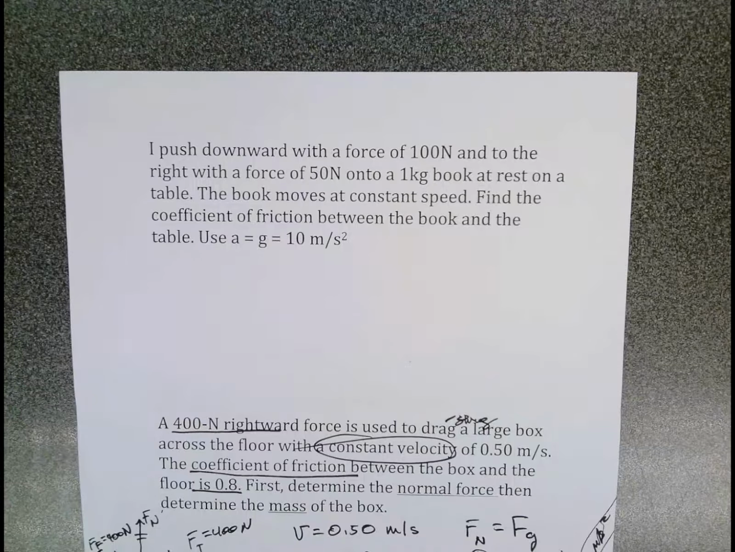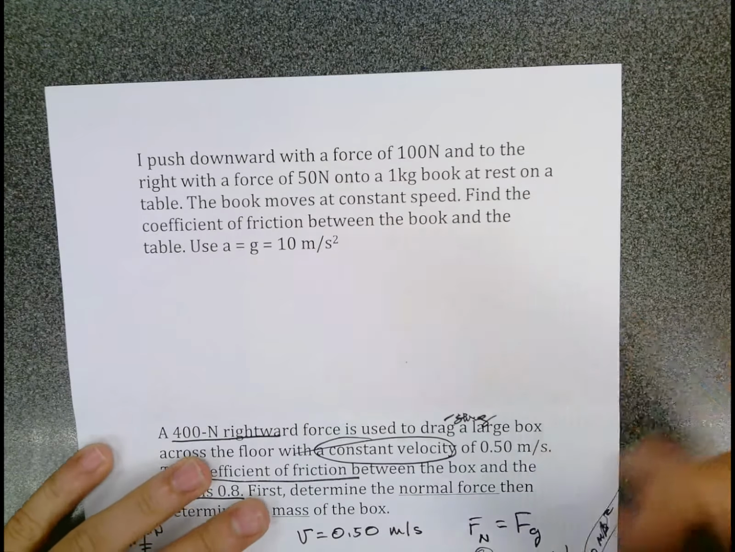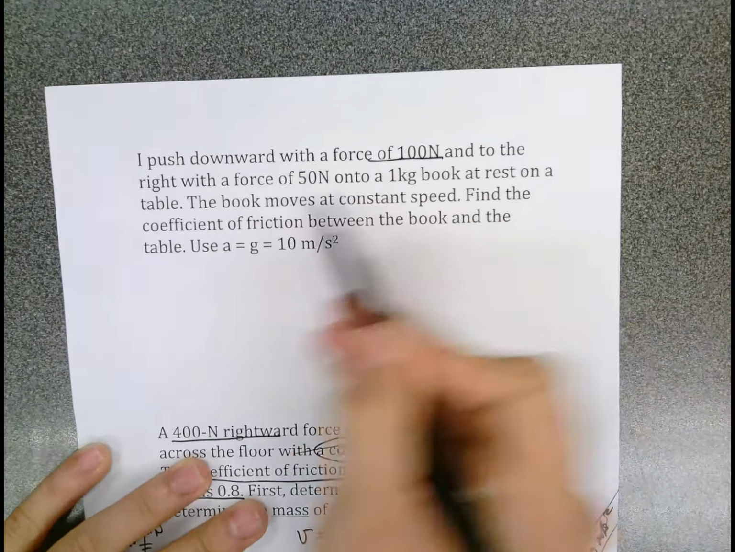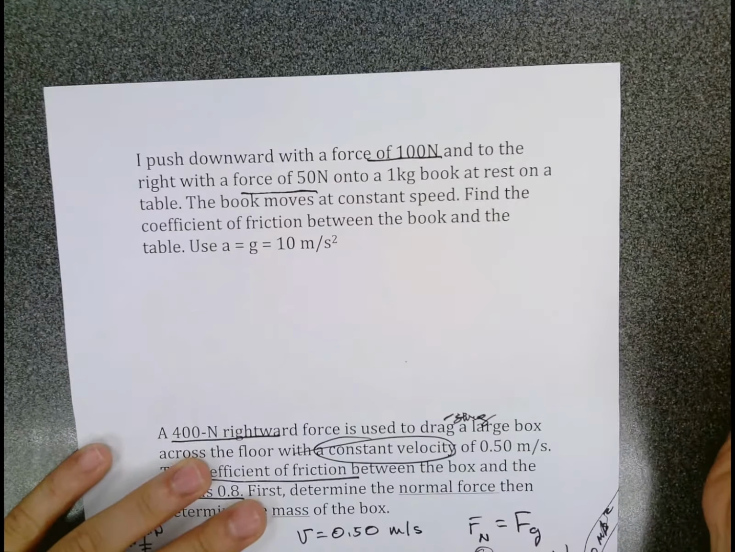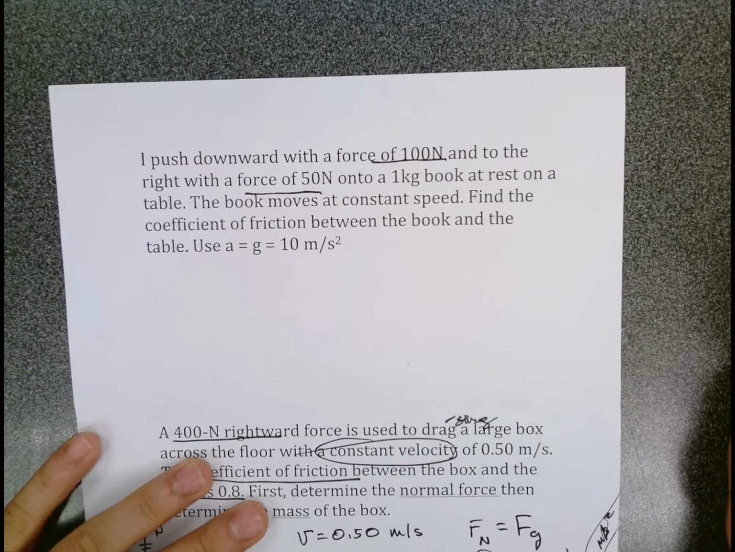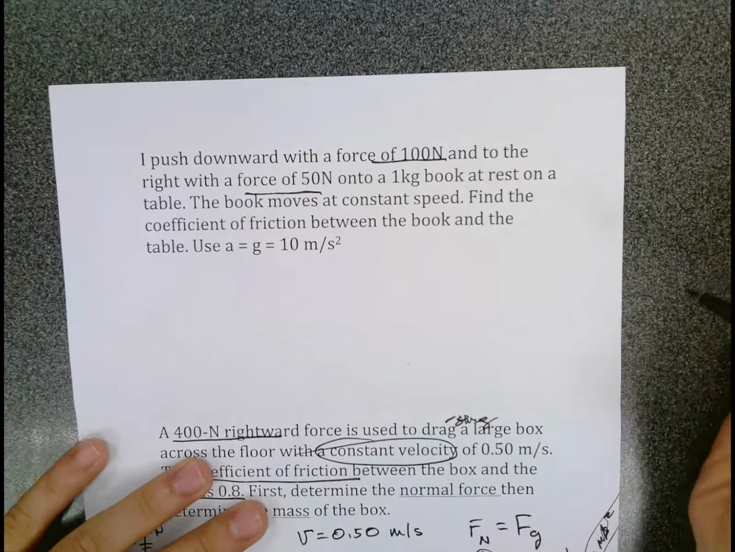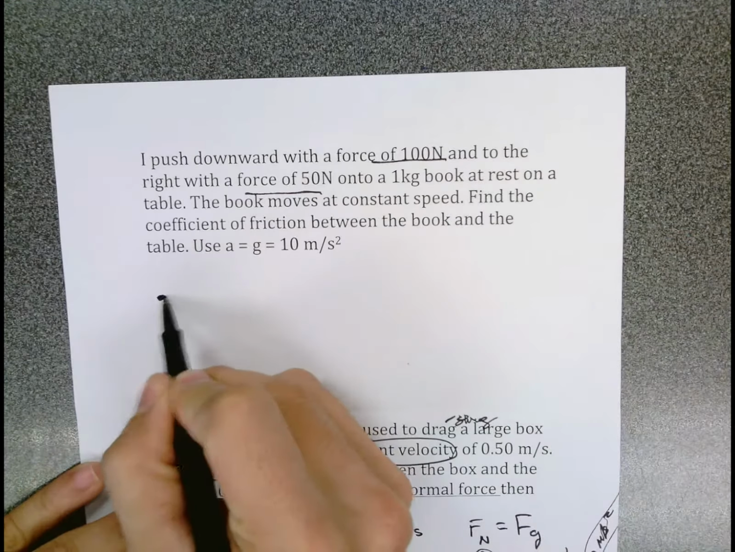Alright, so I want to go over this question we have in front of us. I push downward with a force of 100 newtons and to the right with a force of 50 newtons. You can have more than one applied force. You can have as many applied forces as possible. In this case, we want to label these both as force applied in our free body diagrams.